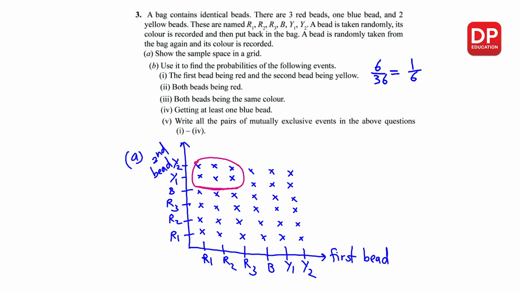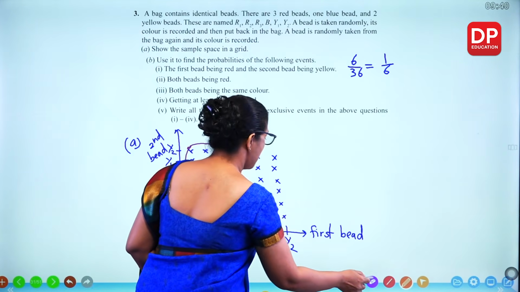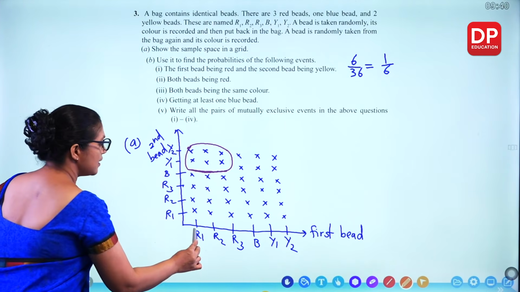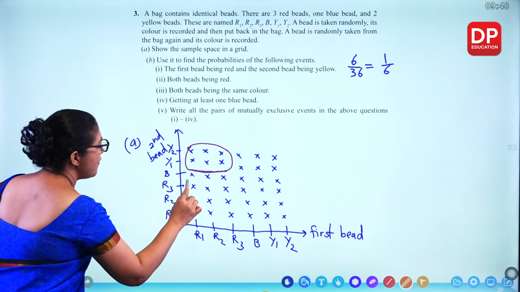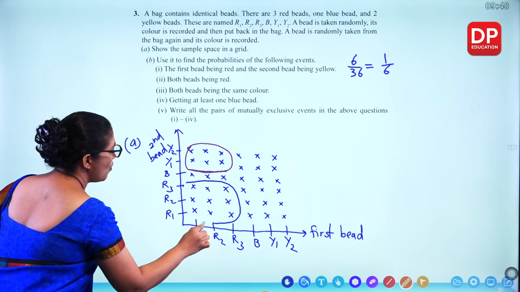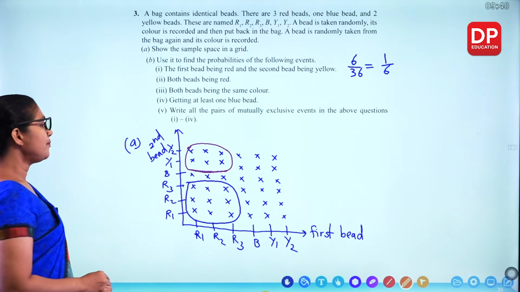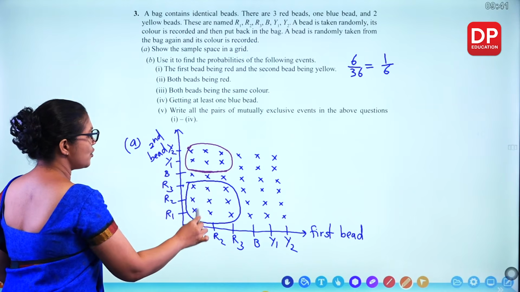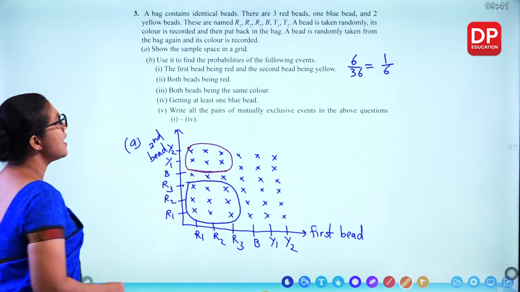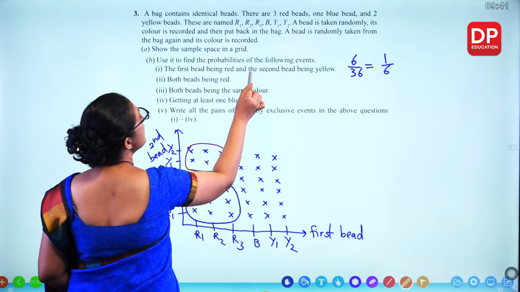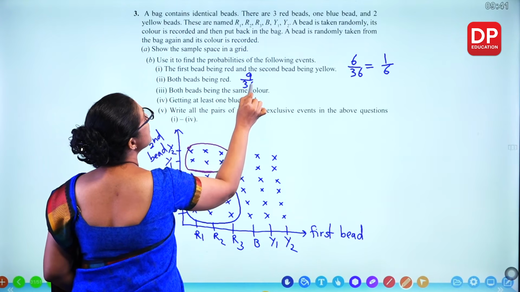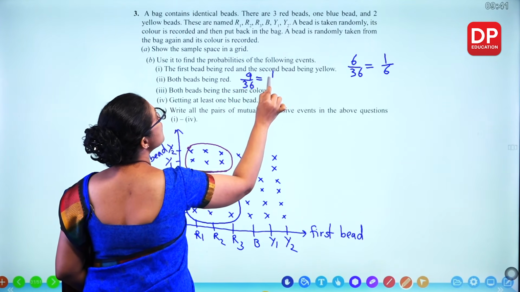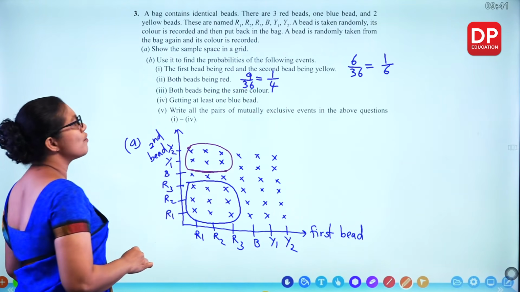Both beads being red. Second part, both beads being red means which part we have to take? Red and red all together, this whole part. How many outcomes are there? 1, 2, 3, 4, 5, 6, 7, 8, 9 outcomes. 9 out of 36. 9 times 4 is 36. So you get 1 over 4.